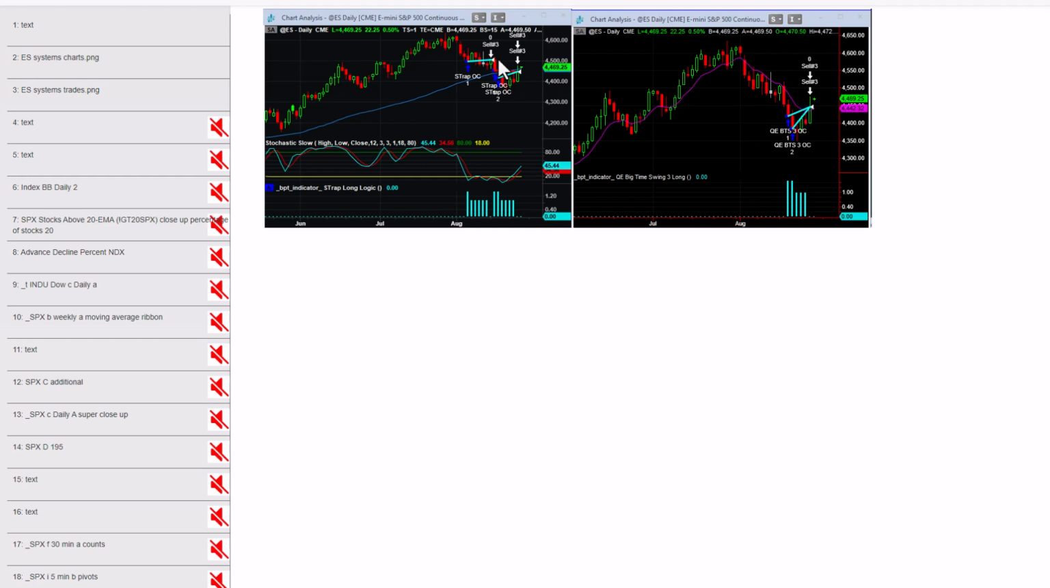But you can see that, and you can also see the QE Swing 3. First and second entry had much better entries there. Really nice gains on these. Congrats if you've done these.